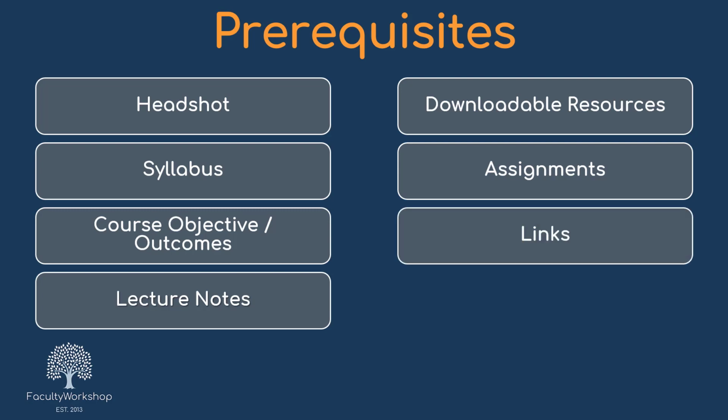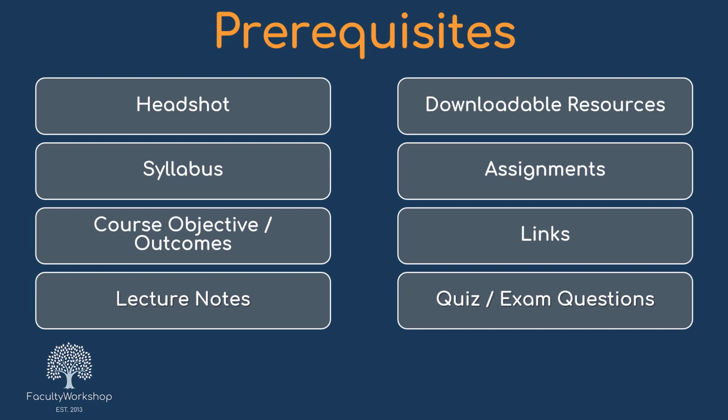Next, I would suggest that you have a list of any external links that you would like to share with your students and have those ready so that you can simply copy that and paste it into Moodle. And last but not least, if your course includes any quizzes or exams, I would highly suggest that you have a copy of all of those readily available. And we're going to look at a couple of options for creating those in Moodle.